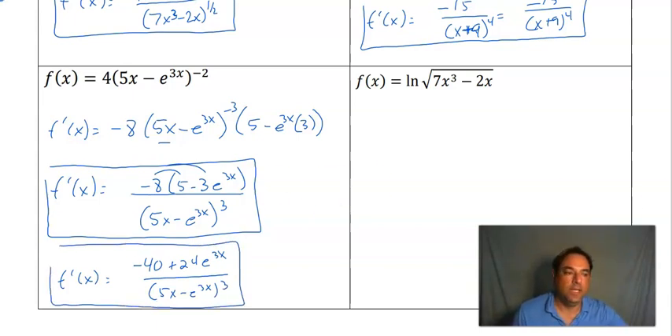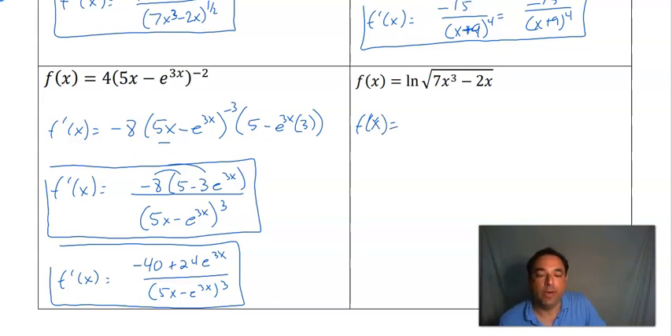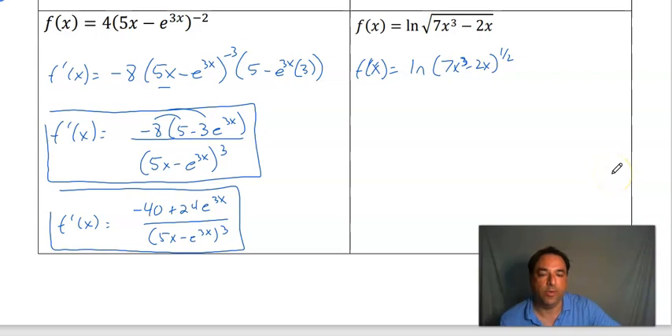Okay, and then the last one. The last one we're going to simplify. We're going to take the derivative, then simplify. Now this is a great example of how simplifying can really make a difference. First of all, I'm going to rewrite it. Because of the square root, I'm going to put ln of parenthesis 7x to the third minus 2x raised to the 1/2. So I just rewrote it, did not take the derivative, just rewrote it.